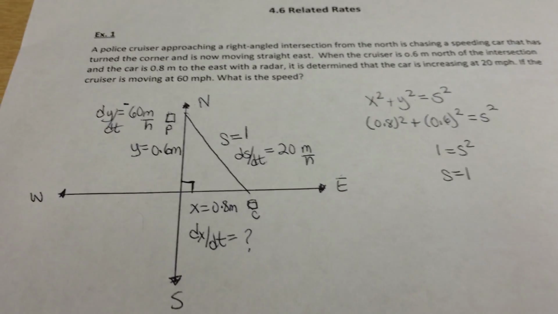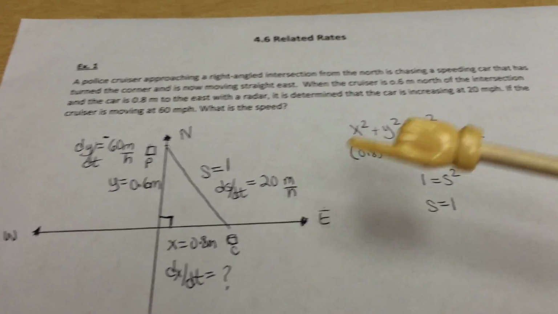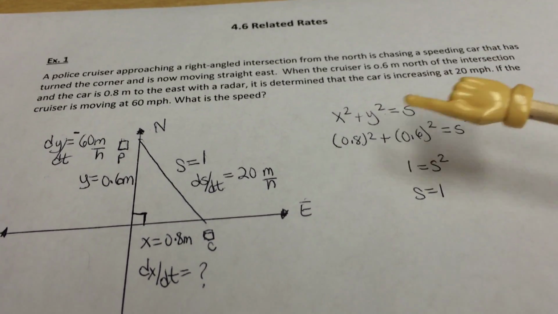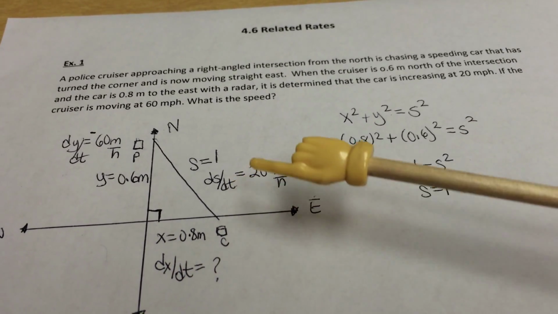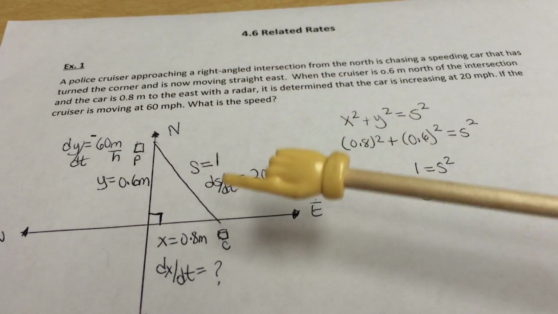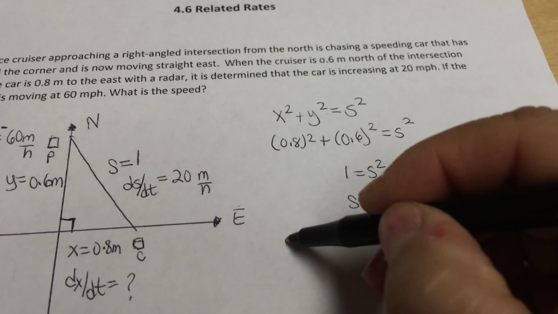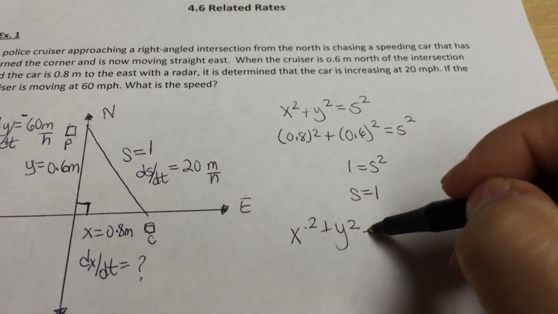Okay, so now I have to figure out what dx over dt is. Using the Pythagorean theorem, we're going to take the derivative, because I need to somehow introduce dx over dt, ds over dt, and dy over dt. The only way we're going to introduce that is through the derivative. So I'm going to rewrite this here: x squared plus y squared is equal to S squared.